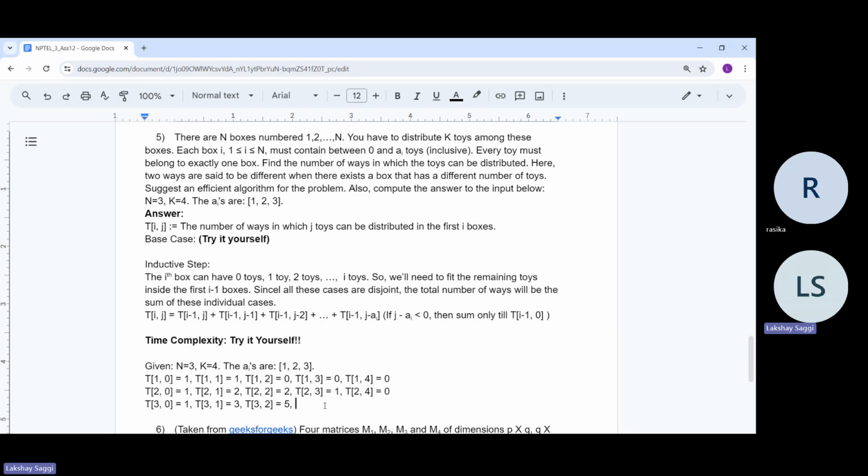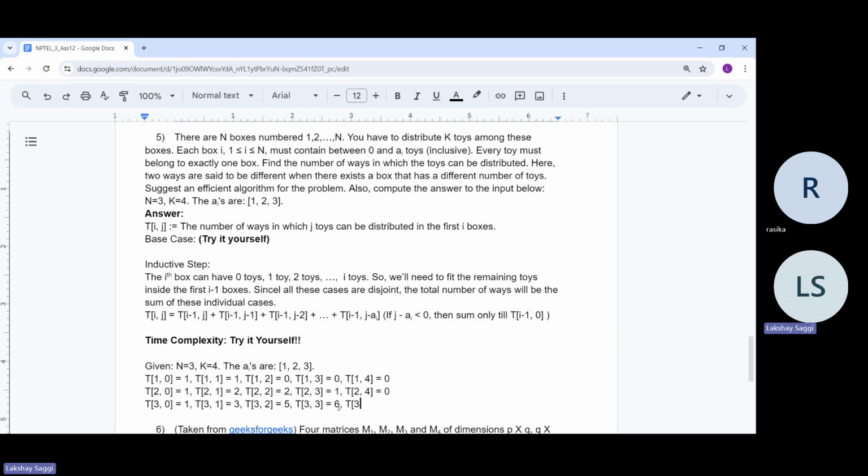And now we also need T of 3 comma 3, and 3 comma 3 will be nothing but, either we can have 3, 2, 1, 0. So this will be 1, this will be 2, so 1 plus 2 plus 2 plus 1, which will be a 6.